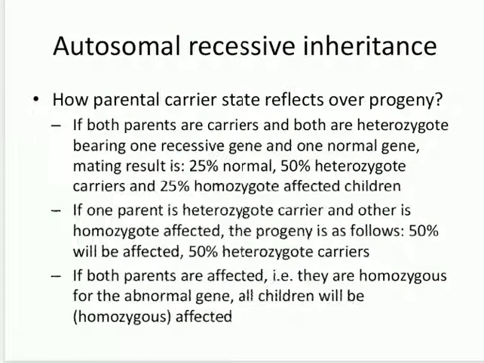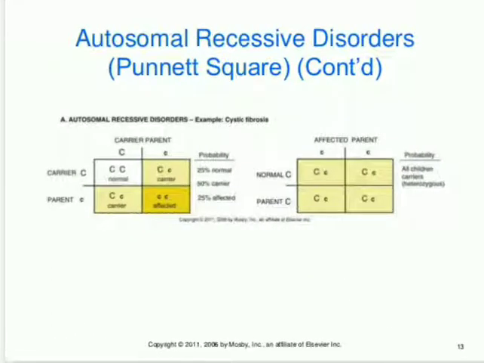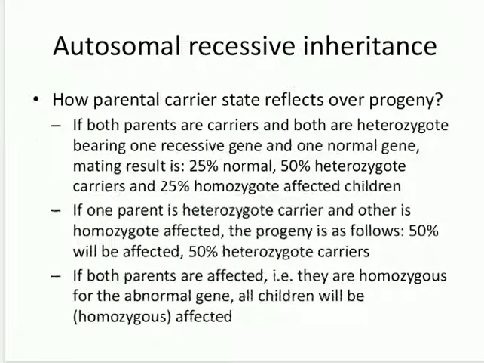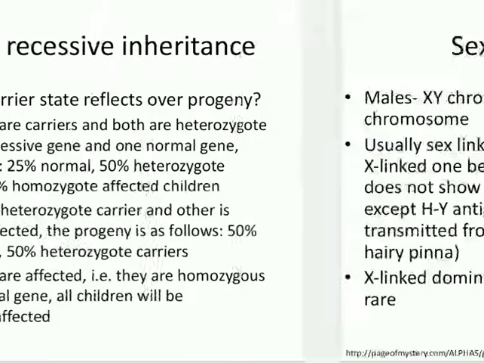This is a Punnett square, and you can play with it. Let us consider the parents. One parent is a carrier and the other parent is also a carrier, meaning they are heterozygotes. Then one kid will be normal, one kid is affected, that is homozygote, and two kids will be heterozygote, that means carriers. If both parents are affected, then all kids will be affected. If one parent is a heterozygote carrier and one parent is a homozygote affected, 50% of the kids will be affected and 50% will be heterozygote carriers.